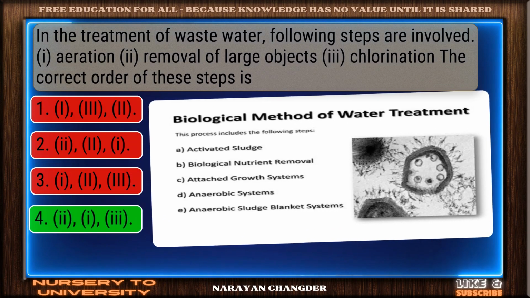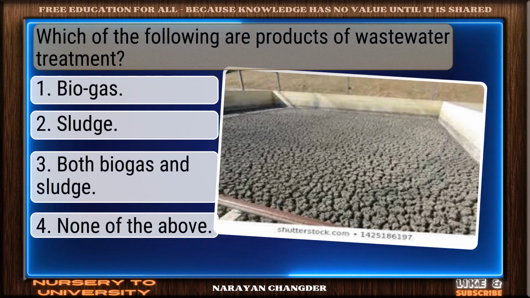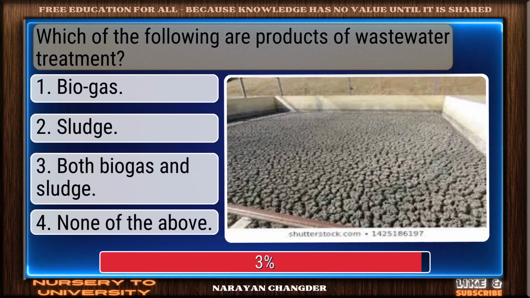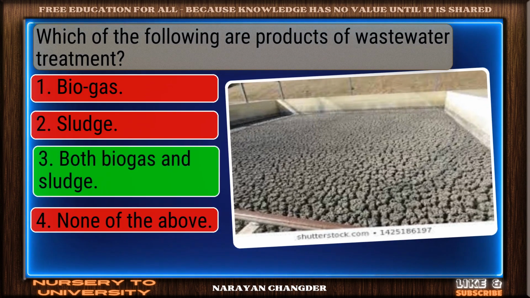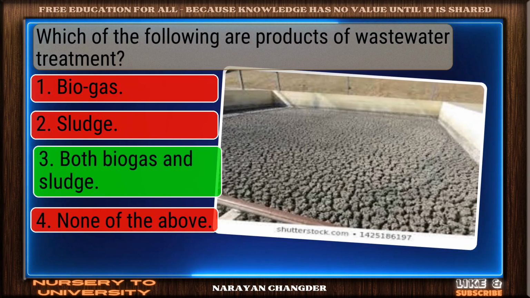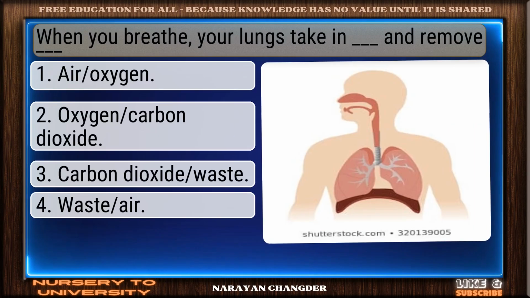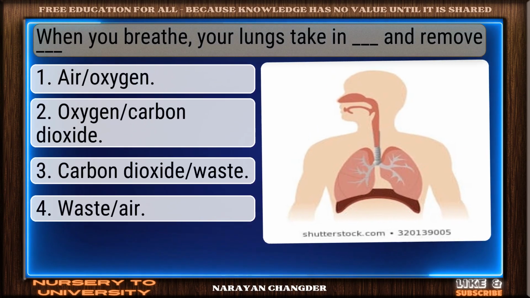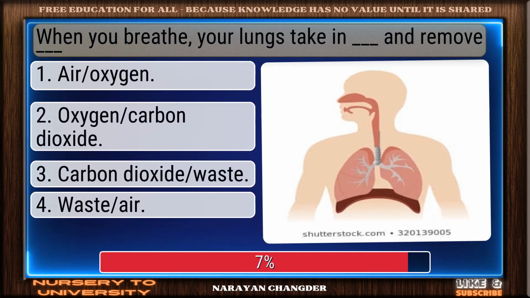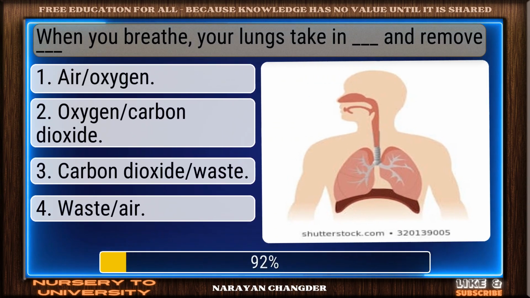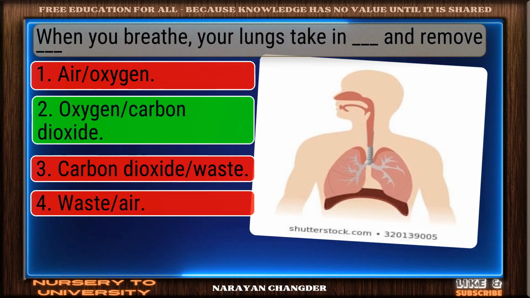Bravo. Is the answer. Question number 4. Which of the following are products of wastewater treatment? Clear logic. Your choice, both biogas and sludge, is sound and 100% true. Question number 5. When you breathe, your lungs take in dash air and remove dash. Correct. Oxygen, carbon dioxide is the right answer.